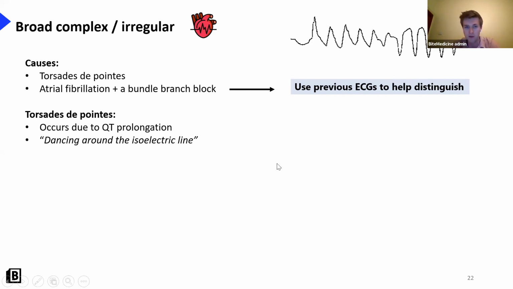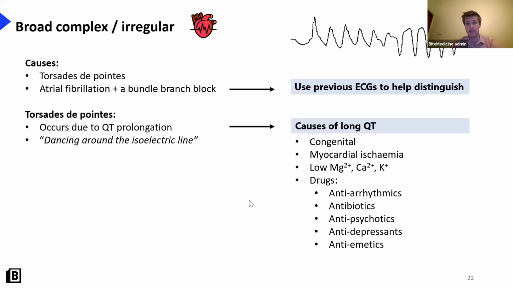And someone's just asked me privately, how does this differ to VF? Well, the crucial difference here is VF is an arrest rhythm, and I'll show you guys that at the end of the session. So you would not expect the patient to have a pulse. So in this scenario, this patient had no adverse features, hence why you would assume this is polymorphic VT. So causes of a long QT.